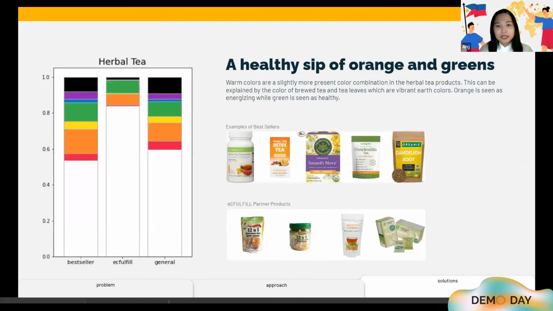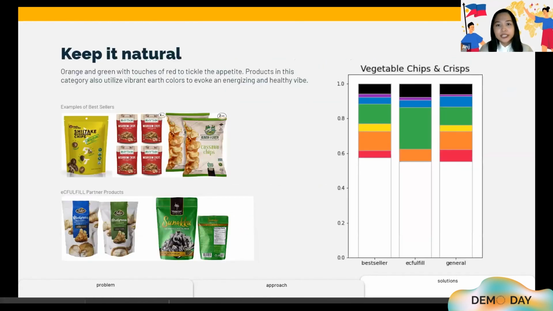An almost equal amount of orange and green can be observed in the herbal tea category. The vibrant earth colors are seen as energizing and healthy, a marketing goal in this category. To improve partner product listings, the actual product can be enlarged on the image canvas to minimize white space. Now we look into the potato chips' healthy alternative, vegetable chips. Using green and orange as well to evoke an energizing and healthy vibe, the products in this category use touches of red on their packaging, appealing to the appetite.